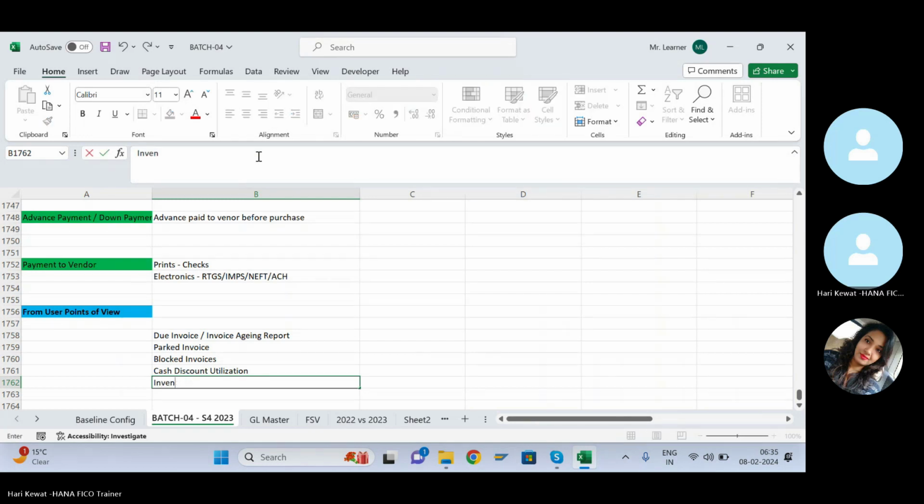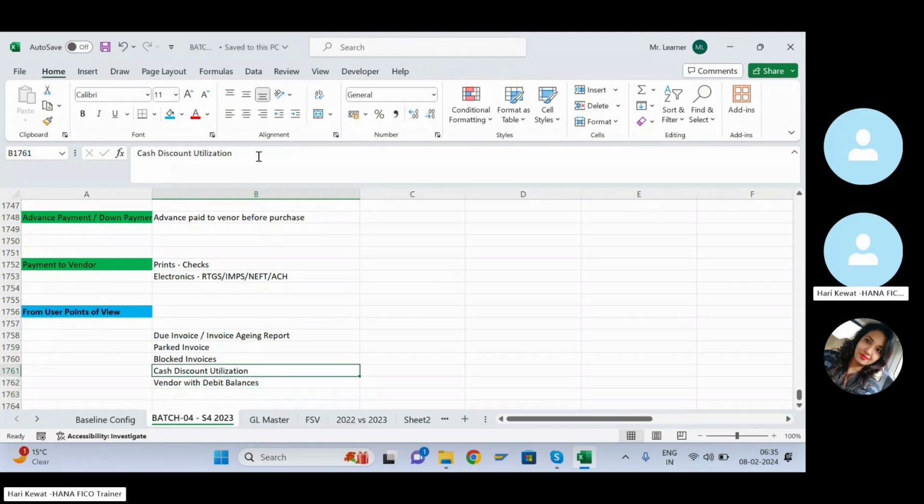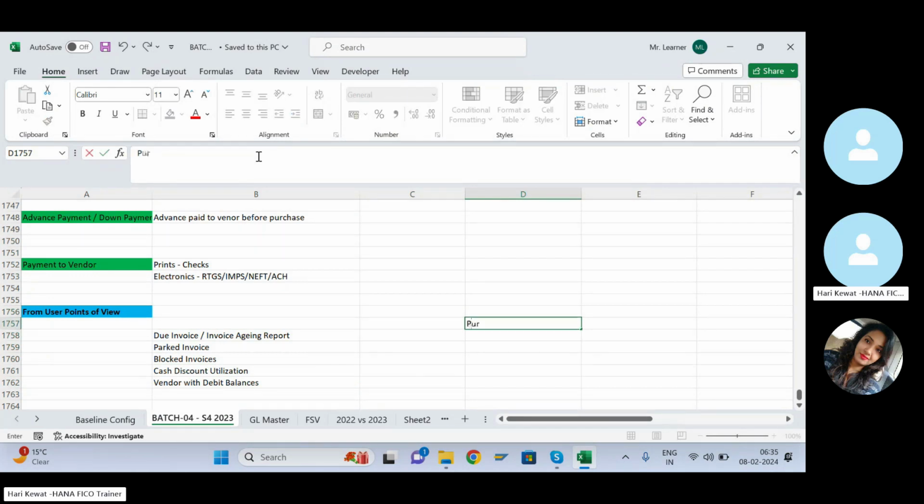Then any vendor with debit balances. See, generally when you purchase anything from the vendor, the journal entry is: purchase account debit, vendor account credit. This is the journal entry, right?